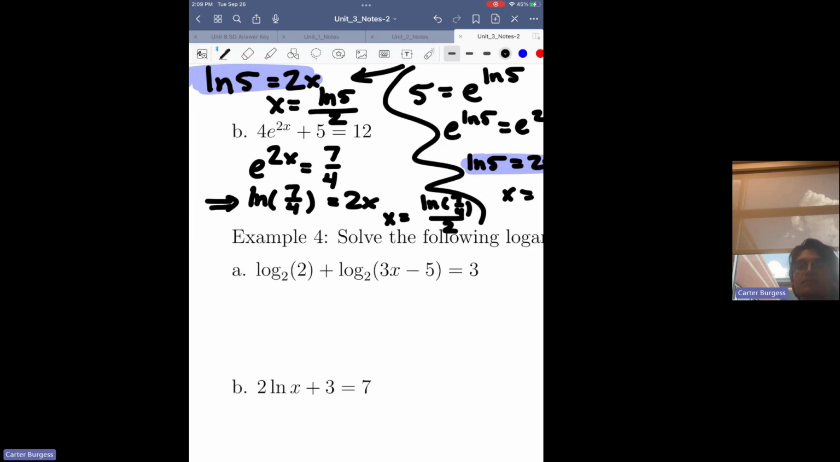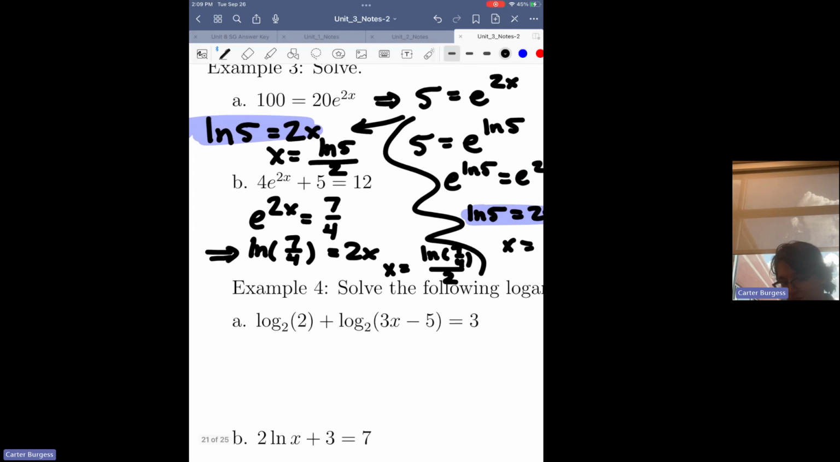Yeah, Dylan. So the first number that has the exponent, that's always going to be the base of the log. So it's going to be e. Yes, exactly. The exponential base becomes the logarithmic base. And then the other side of the equation is always what? It's the input of the logarithm. Yeah, exactly. The result of the exponential expression is the input of the logarithm.